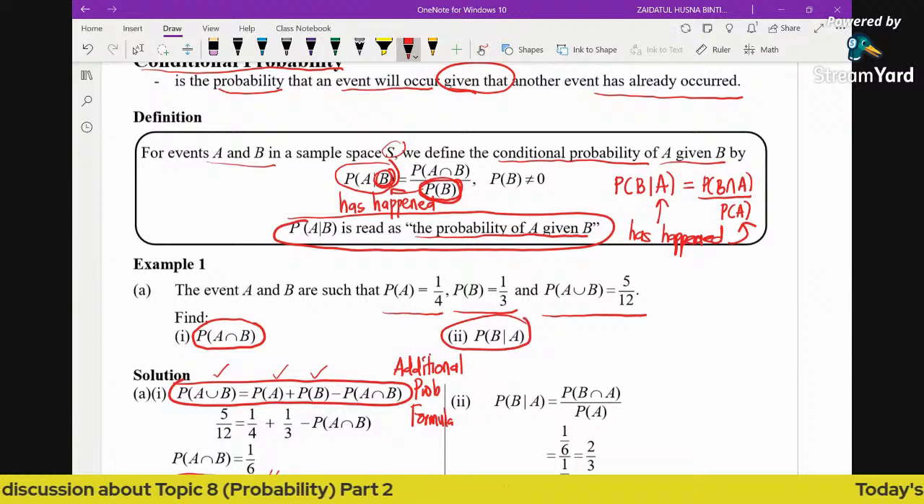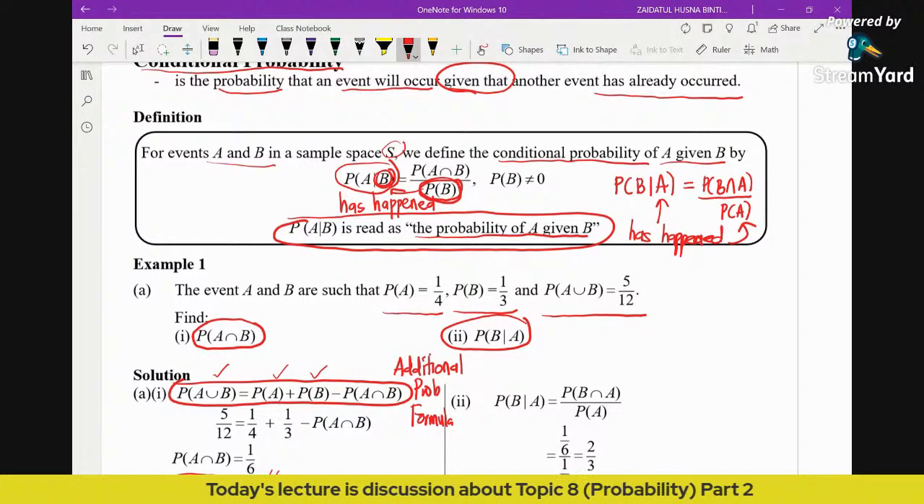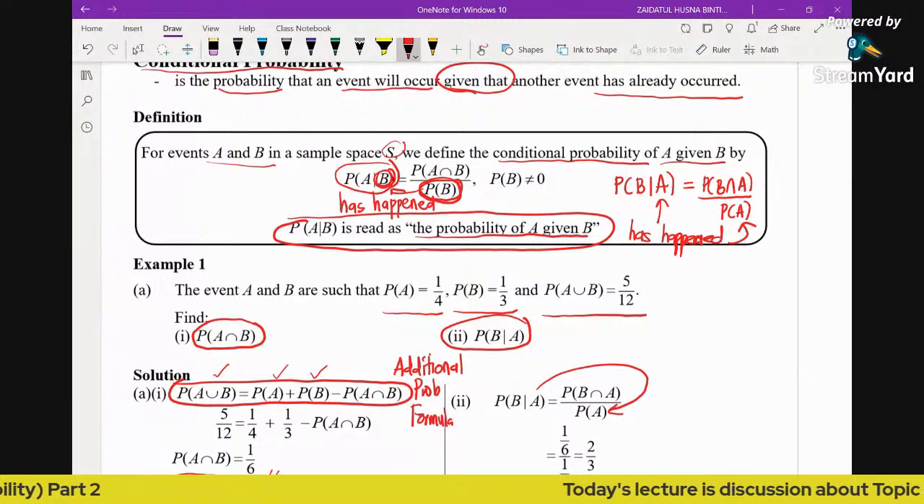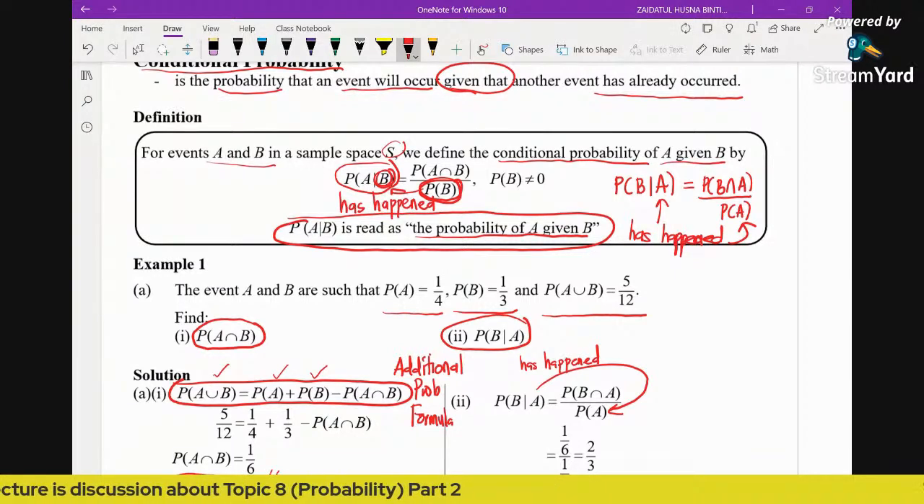Now, how to solve the second question: find the probability of B given that A has happened. By using the formula, probability of B given that A has happened is equal to probability of B intersect A divided by probability of A. Again, you see the event that has happened will be in the denominator. In this case, A has happened, and the event at the back is the event that has already happened.